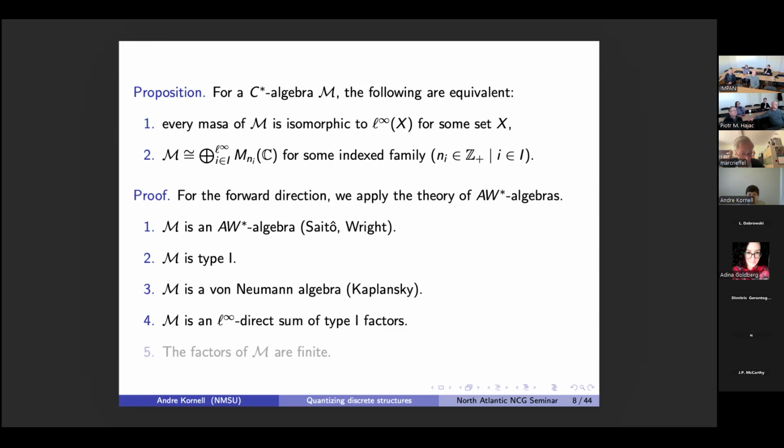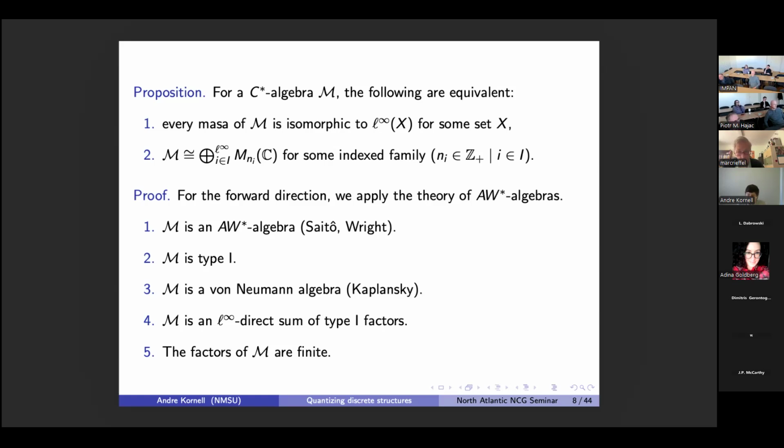We know we're looking at an L infinity direct sum of type 1 factors. And finally, we conclude that the factors are all finite because an infinite type 1 factor is definitely going to have a massa that doesn't look like L infinity of X for a subset X. So that's a sketch of the proof in the other direction. Bottom line, this... Can you remind me what AW star algebras are?